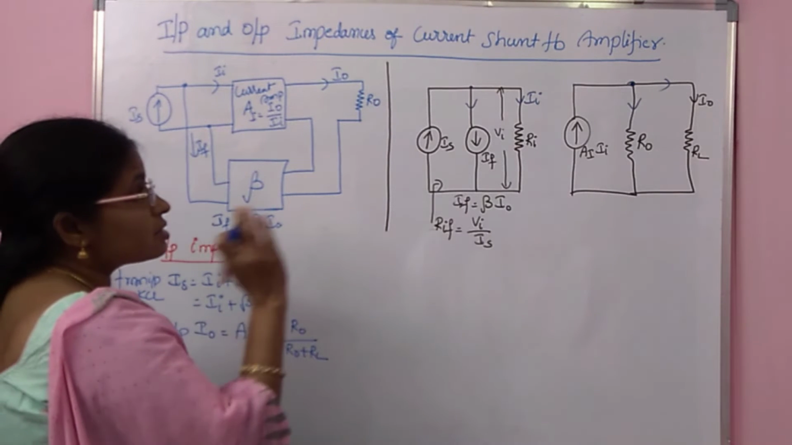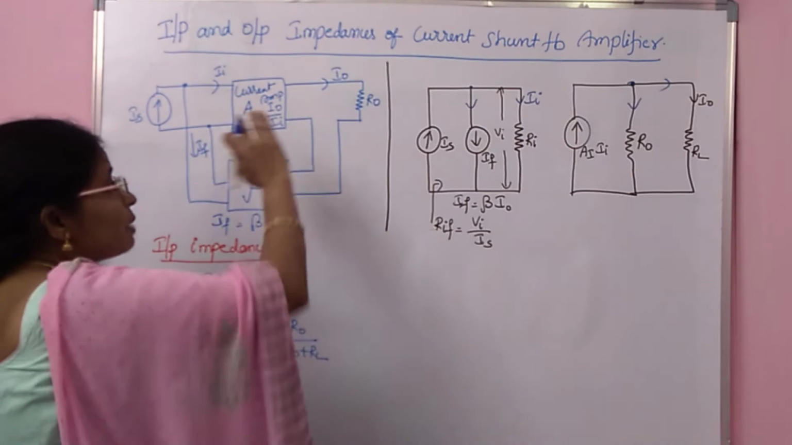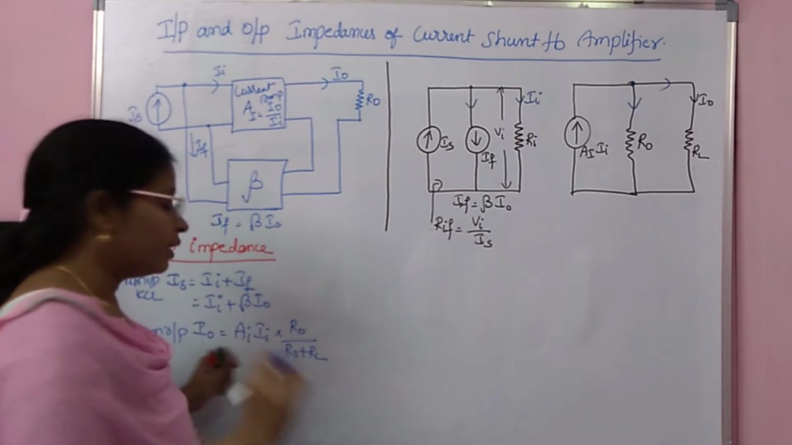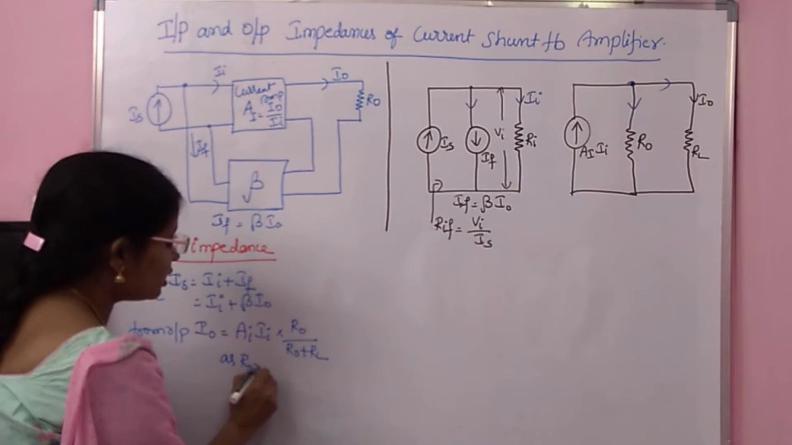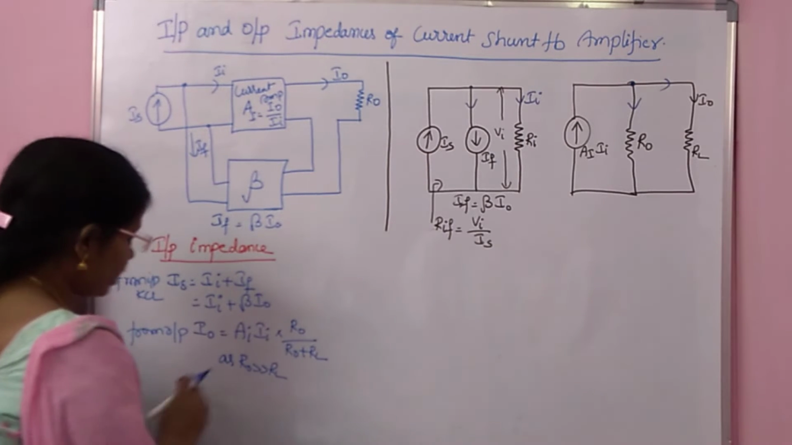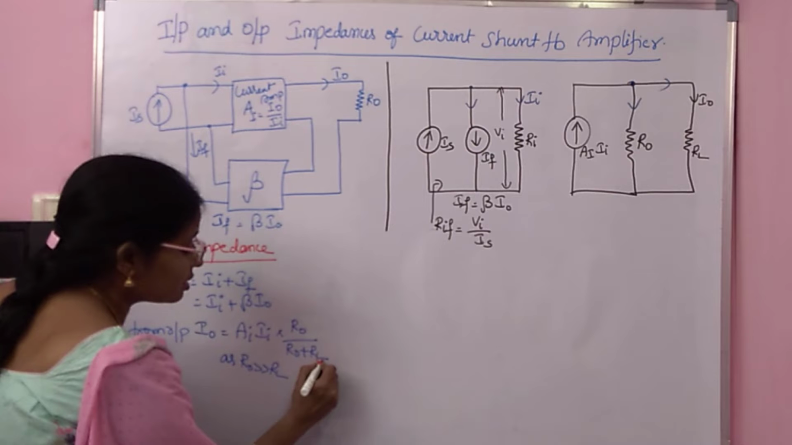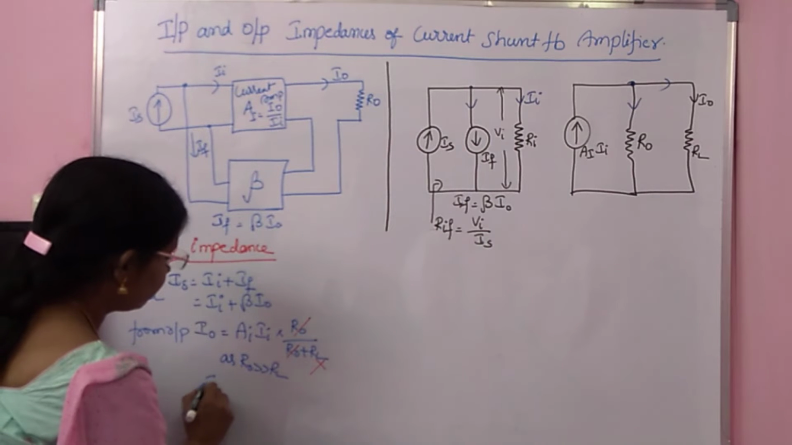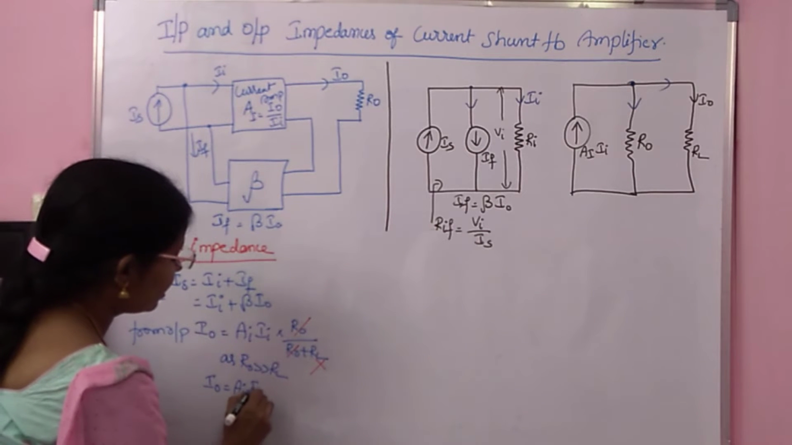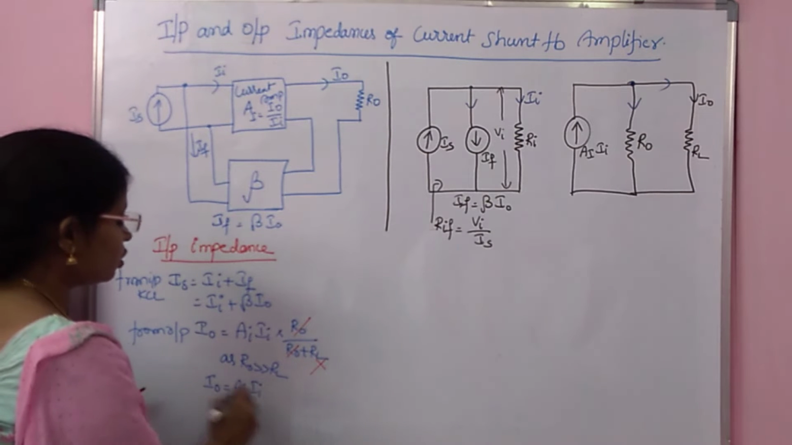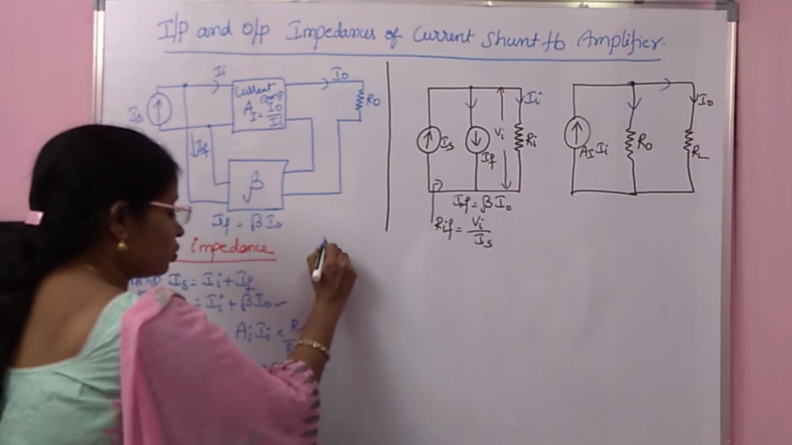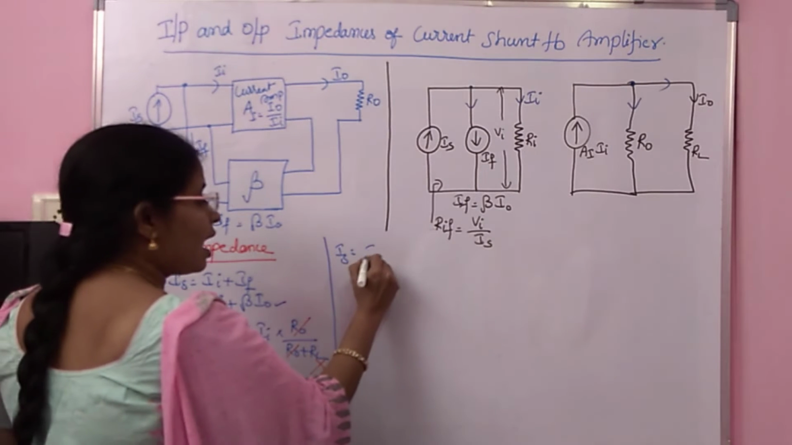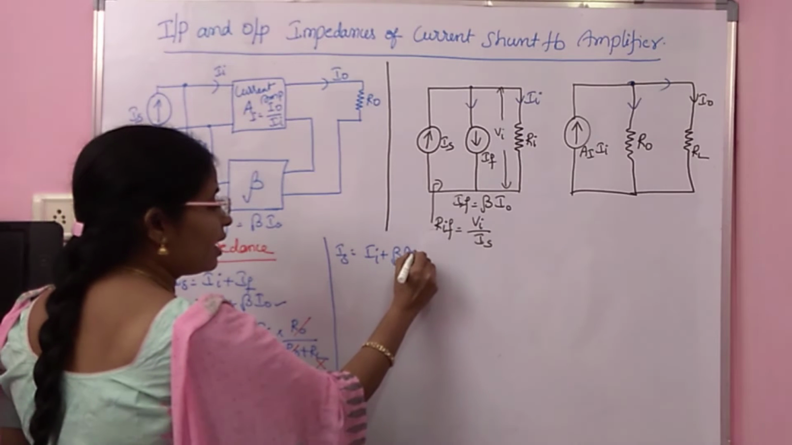This is a current shunt feedback amplifier whose basic amplifier is a current amplifier. We know for the current amplifier R naught is high. As R naught is far greater than RL, you can neglect this RL and cancel these R naught and R naught. So what is I naught totally? I naught is II. Now if you substitute this I naught in this, you are going to get IS equal to II plus beta II.